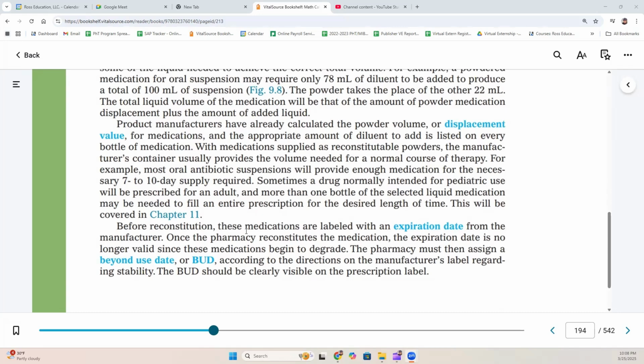Sometimes a drug normally intended for pediatric use will be prescribed for an adult, and more than one bottle of the selected liquid medication may be needed to fill an entire prescription for the desired length of time. This will also be discussed more in Chapter 11. Before reconstitution, these medications are labeled with an expiration date from the manufacturer. Once the pharmacy reconstitutes the medication, the expiration date is no longer valid since these medications begin to degrade. The pharmacy must then assign a beyond use date or BUD according to the directions on the manufacturer's label regarding stability. The BUD should be clearly visible on the prescription label.